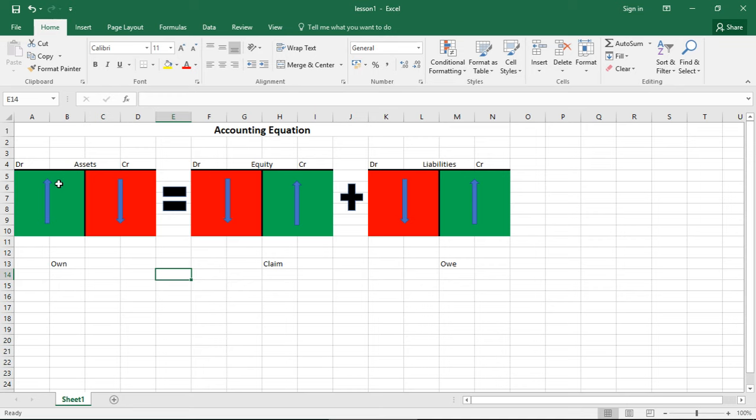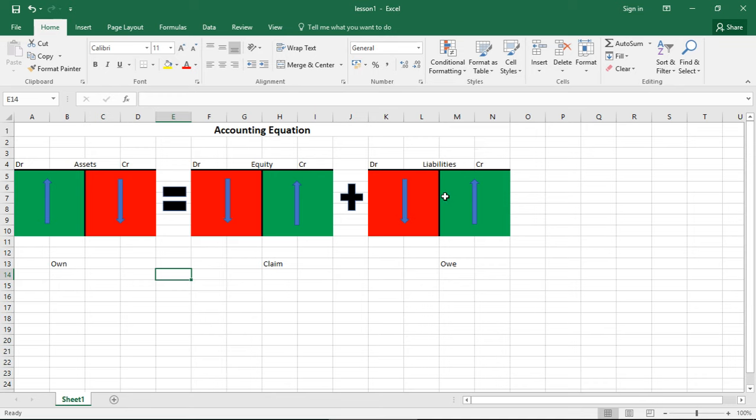Once we've identified that, then we know if it's an asset, the question is, does it increase or does it decrease our assets? If it increases our assets, it increases on the debit side, we put it on the debit side. If it decreases our assets, we put it on the credit side, as I've shown here. If it's an equity, it decreases on the debit side, but increases on the credit side. And for liabilities, it's the same as equity. Decreases on the debit side, but increases on the credit side.